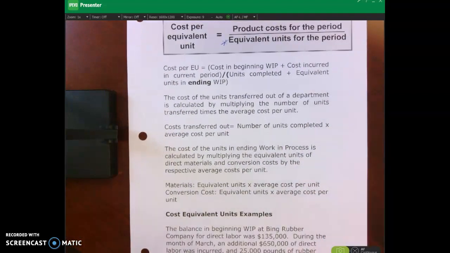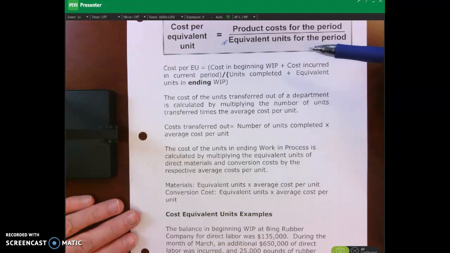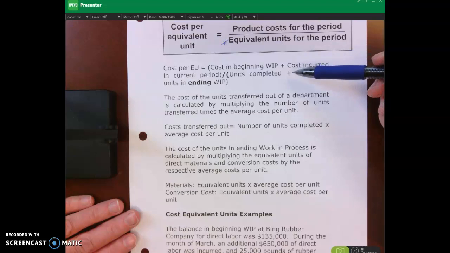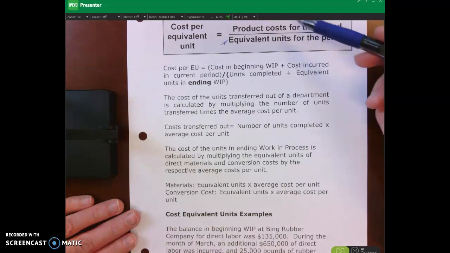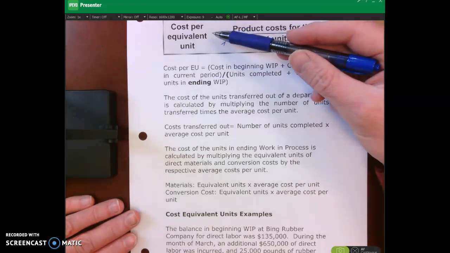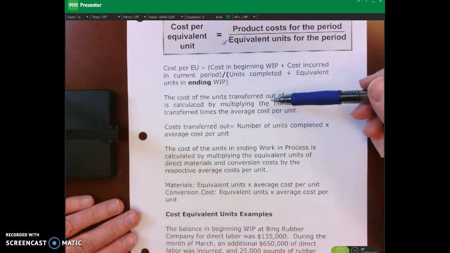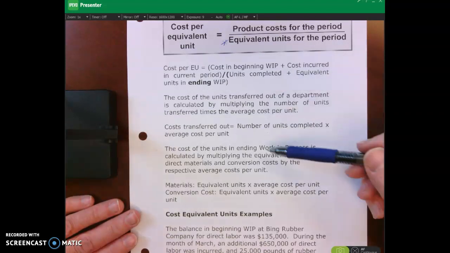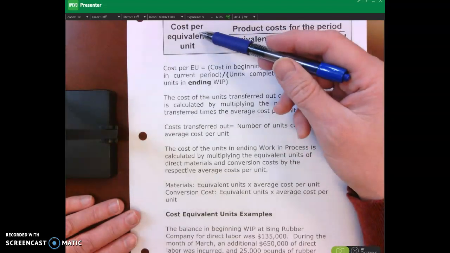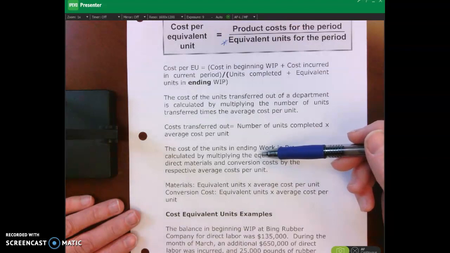Then once we have this cost per unit, we can multiply that cost per unit times the number of units that we completed during the accounting period. This would give us the cost of goods manufactured. What we can also do is take the cost per equivalent unit times the number of units sold during the accounting period, and that would give us cost of goods sold. We can also use this number to help us calculate the cost of the units in ending work in process, in ending WIP.